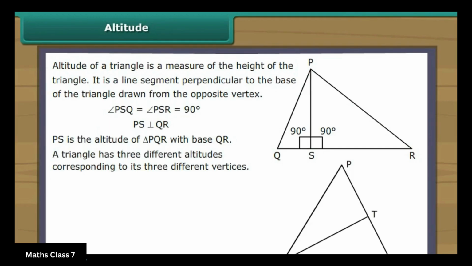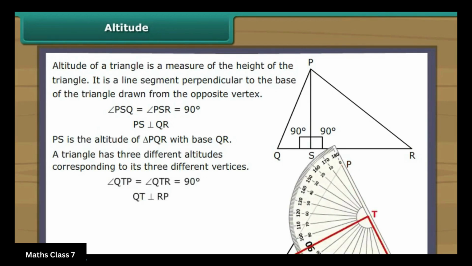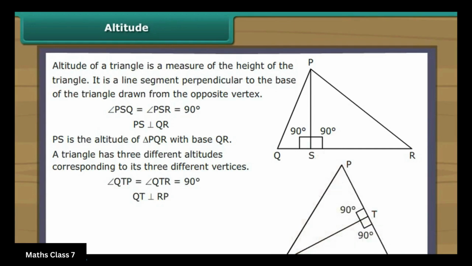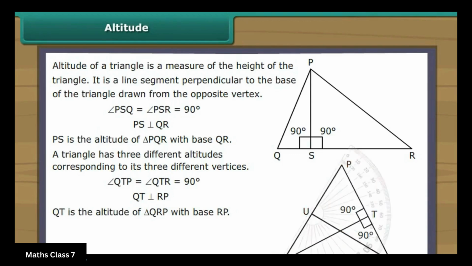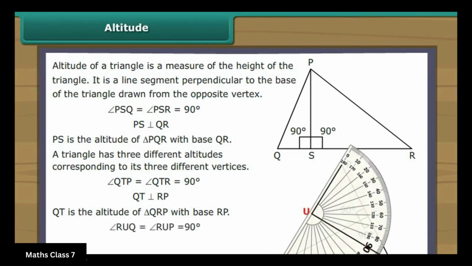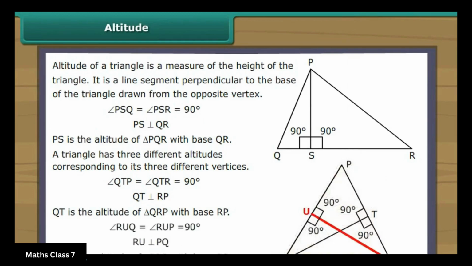We draw a line segment from Q perpendicular to RP at point T. It intersects RP at right angles. Therefore, QT is the altitude of triangle QRP with base RP. We draw another line segment from R perpendicular to PQ at point U. It intersects PQ at right angles. Therefore, RU is the altitude of triangle RPQ with base PQ.